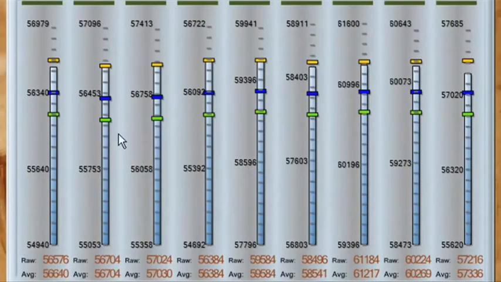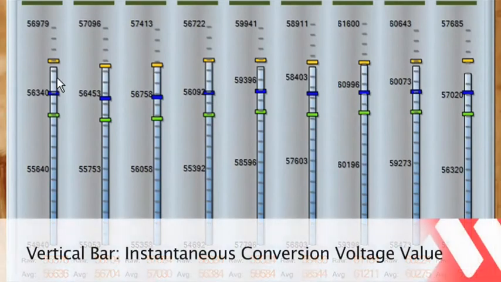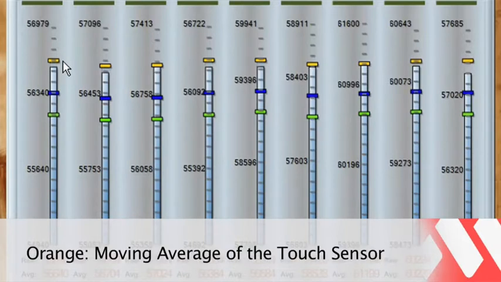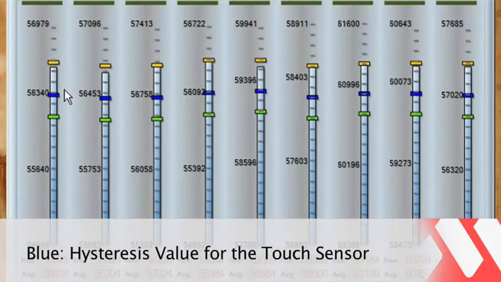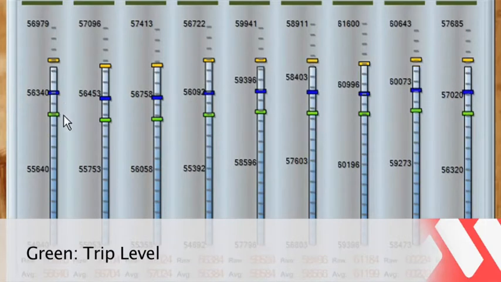Each bar consists of the following information: a vertical bar that indicates the instantaneous conversion voltage value, an orange horizontal indicator that indicates the moving average of the touch sensor, a blue horizontal indicator that indicates the hysteresis value for the touch sensor, and finally a green horizontal indicator that shows the trip level.